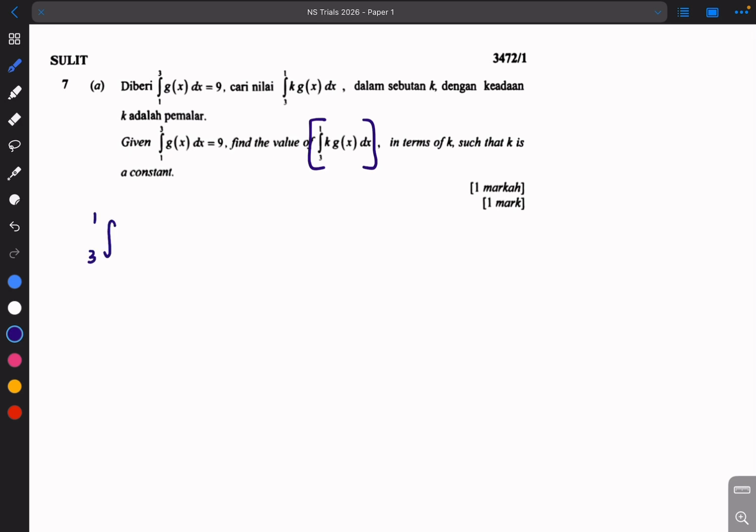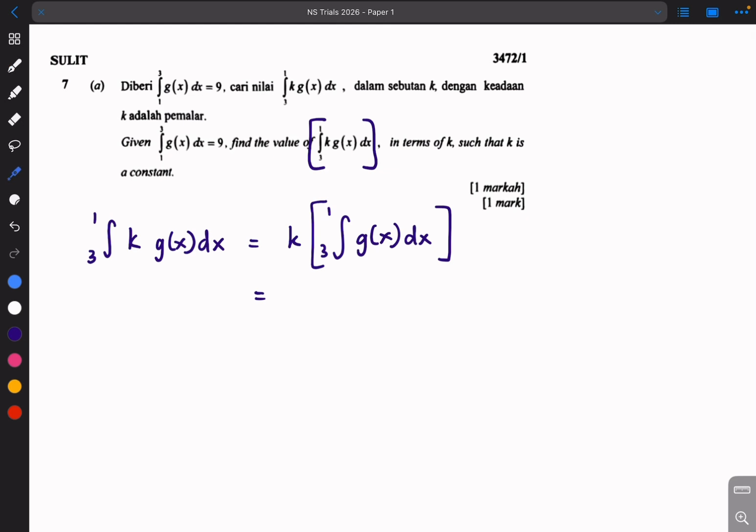So we have the integral from 1 to 3 of g(x) dx. Oh, sorry, I forgot the k. So here we've got k. What we can do is first take out the k. For integration, whatever constants we have, we can just take them out first. So we write k times the integral from 1 to 3 of g(x) dx, like this.